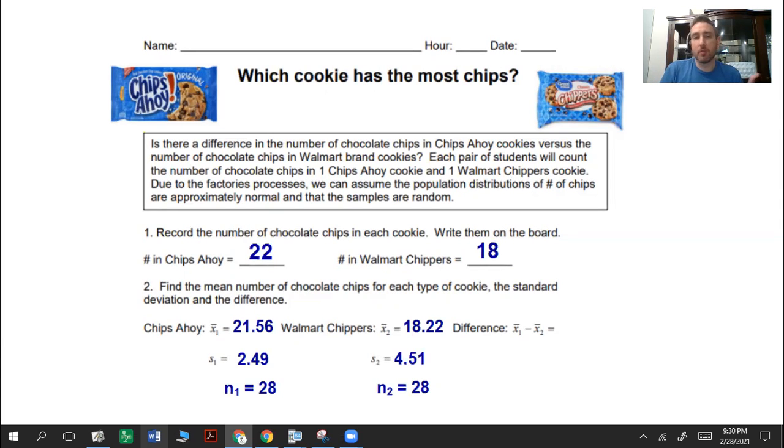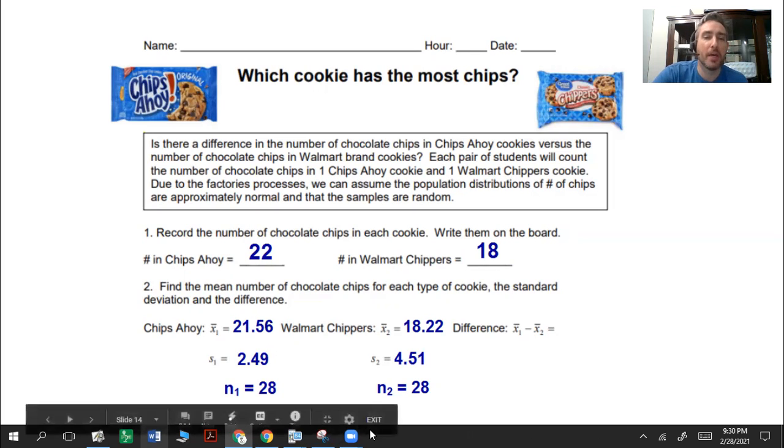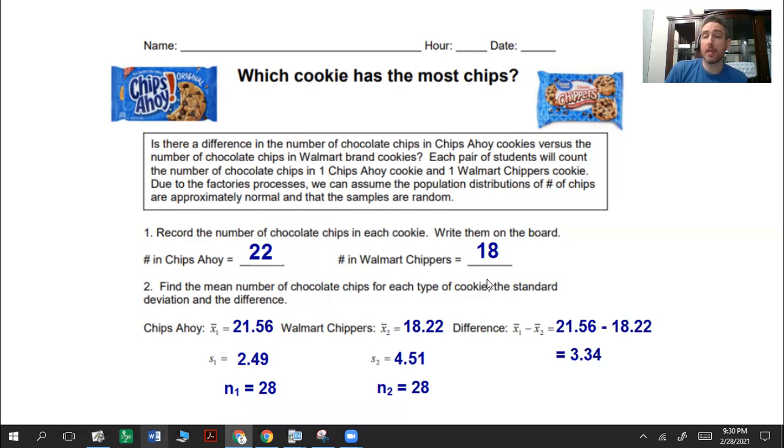Let's say you counted 22 chips in the Chips Ahoy, 18 in the Walmart chippers, and combined with the class, we have the following data. We have a mean of 21.56 for the Chips Ahoy and 18.22 for the Walmart. And the sample standard deviation is 2.49 for the Chips Ahoy and 4.51 for Walmart, and both sample sizes were 28. We want to calculate that difference. So our point estimate would be 21.56 minus 18.22, which is 3.34.